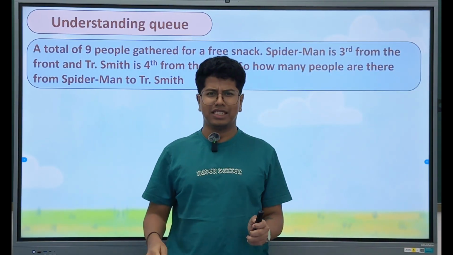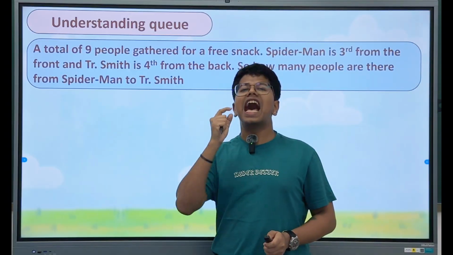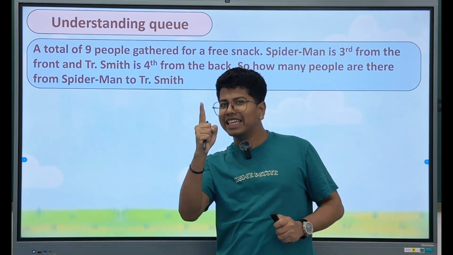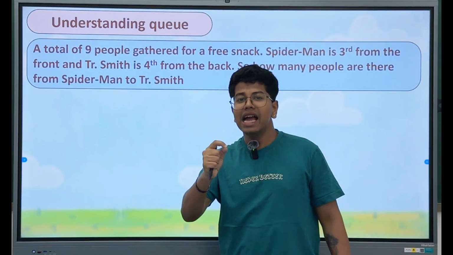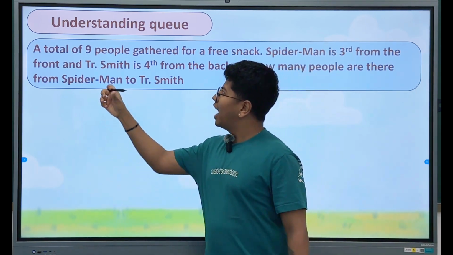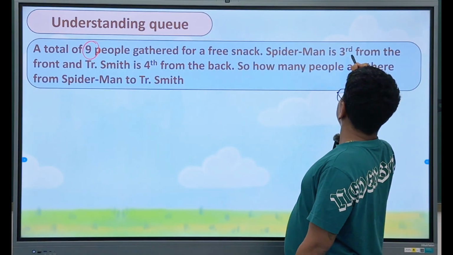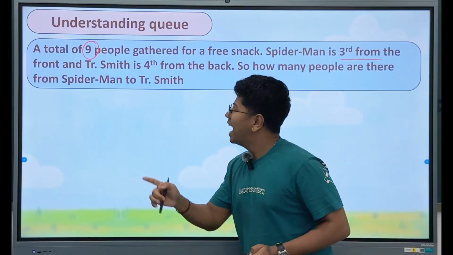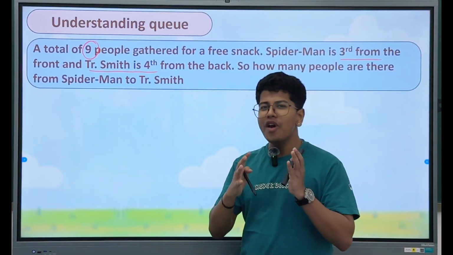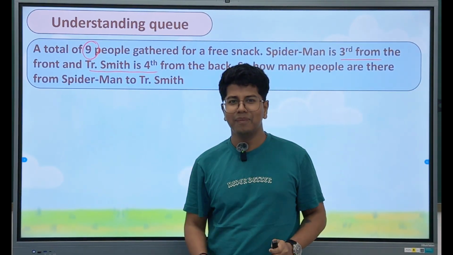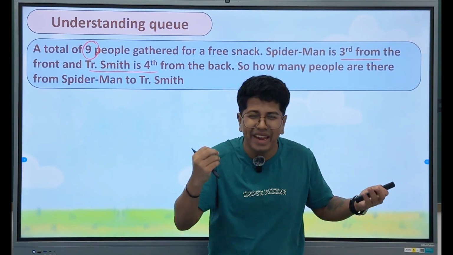So remember this question, there are many words given to us in this problem. This type of problem when words are given is called a word problem. And the first thing that you do when you see a word problem is highlight the key information. So first, a total of 9 people are there. I circle. Then Spider-Man is third from front and Teacher Smith is fourth from the back. So how many people? Now, in order to visualize this situation well, the best thing that we can do is actually visualize by just drawing it out.